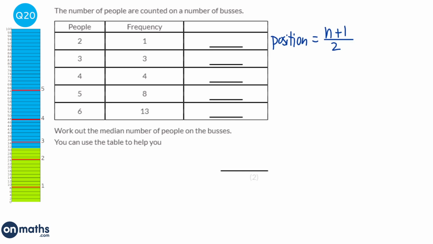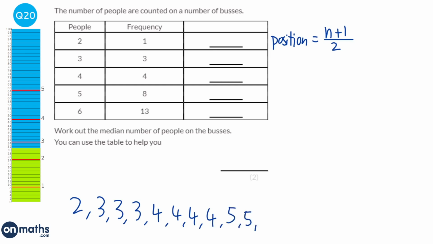Now, we need to figure out where these numbers are in this list. So the first number is a 2, and there is 1 of those. The next number is a 3, and there's 3 of those. So 1, 2, 3. The next number is a 4, and there's 4 of those. So 1, 2, 3, 4. The next number is a 5, and there's 8 of those. So 1, 2, 3, 4, 5, 6, 7, 8. And the next number is a 6, and there's 13 of those. Now I'm not going to do all of them, because we're not going to be working out the median by writing out all the numbers, but I do want to show you where these numbers are coming from.